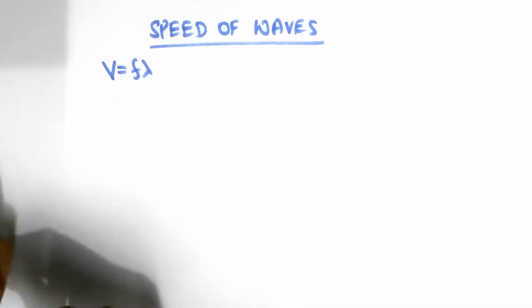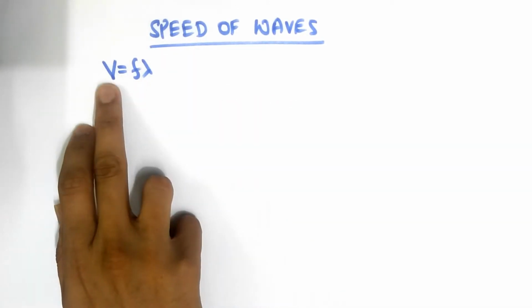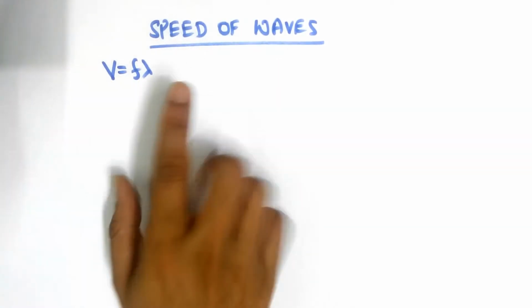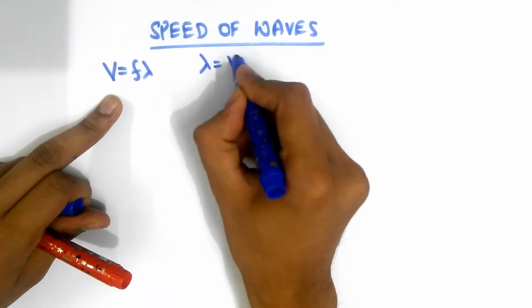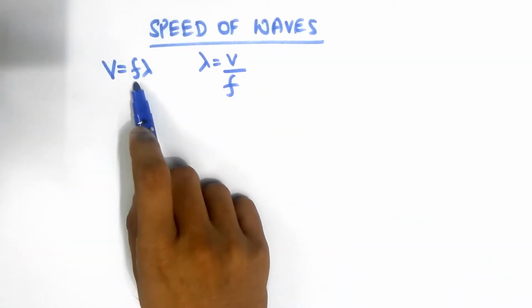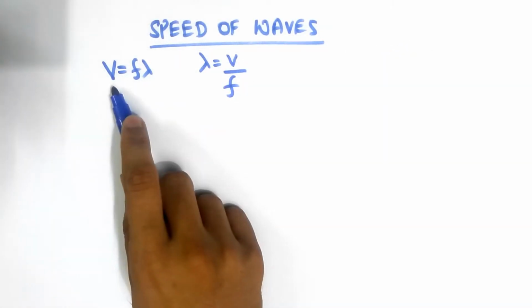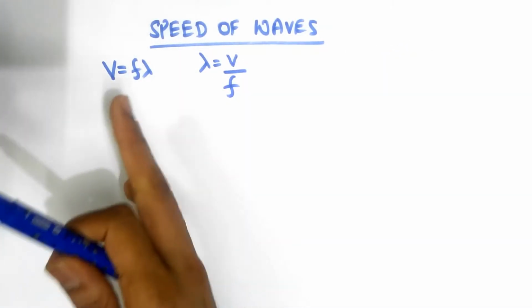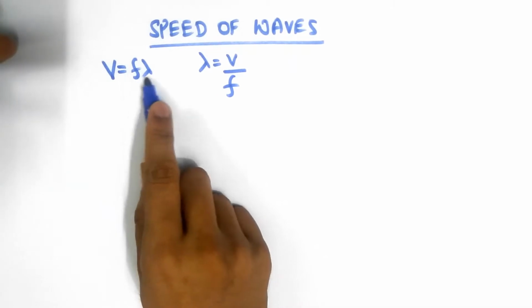Well, not really, because remember, velocity does not depend on frequency, nor does it depend on wavelength. Remember, the real formula is lambda is v divided by f. Please remember that. So yes, if I give you the frequency and wavelength, of course you can calculate the speed using this formula, but the speed is not decided by these two.